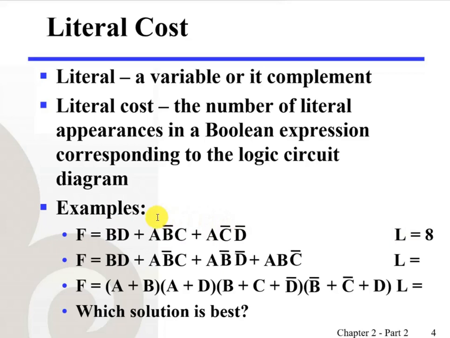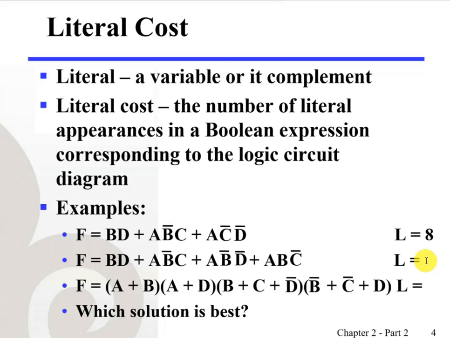In this case, we simply count the number of literals in the given function. Let's count 1, 2, 3, 4, 5, 6, 7, 8. We have 8 literals in this function. Therefore, L is equal to 8. All right. What about the second one? How many literals are we going to have? We simply again count 1, 2, 5, 8, 9, 10, 11. So here we have 11 literals. So the literal cost is equal to 11.